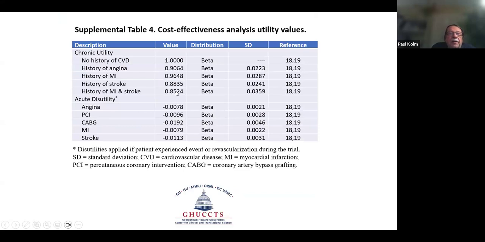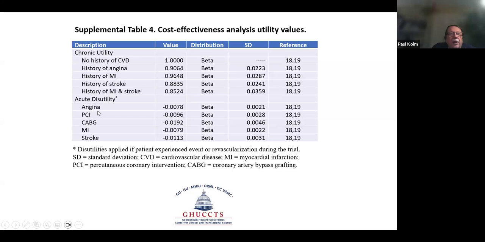For the utility values, we're going to use a beta distribution, between 0 and 1. So if a person has no history of cardiovascular disease, then that value is 1. So if we multiply their quality adjusted life years by 1, we get the same value. However, if they have a history of, say, angina or myocardial infarction, stroke, and so on, then their quality of life is decreased by this particular factor. And you can see again that we have references to justify this.